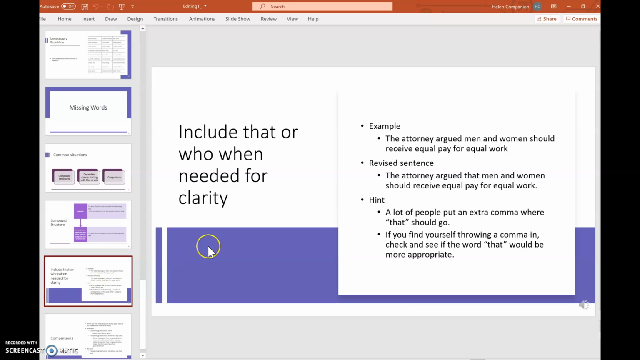Include who or what when needed for clarity. An example is: the attorney argued men and women should receive equal pay for equal work. Well, the attorney argued, there's something missing in there, right? So: the attorney argued that men and women should receive equal pay for equal work. And a hint: a lot of people will put an extra comma where that should go. We know there's something missing, and so you throw a comma in there. That's incorrect. If you find yourself tossing that comma in, check and see if adding that or who would be a more appropriate choice.